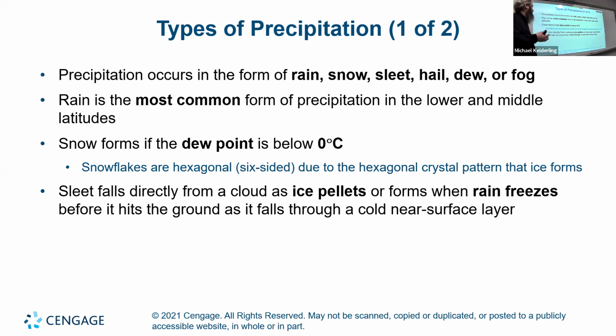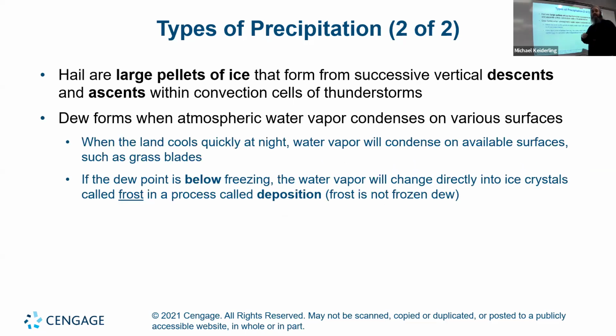Sleet falls directly from the cloud as ice pellets or forms when rain freezes before it hits the ground, as it falls through a cold near-surface layer. So sleet is mainly rain that's been frozen on its way down, but it didn't form necessarily as crystals like snow did. And you can also have freezing rain, which is rain that is supercooled and freezes as soon as it hits the surface. And then hail are large pellets of ice.